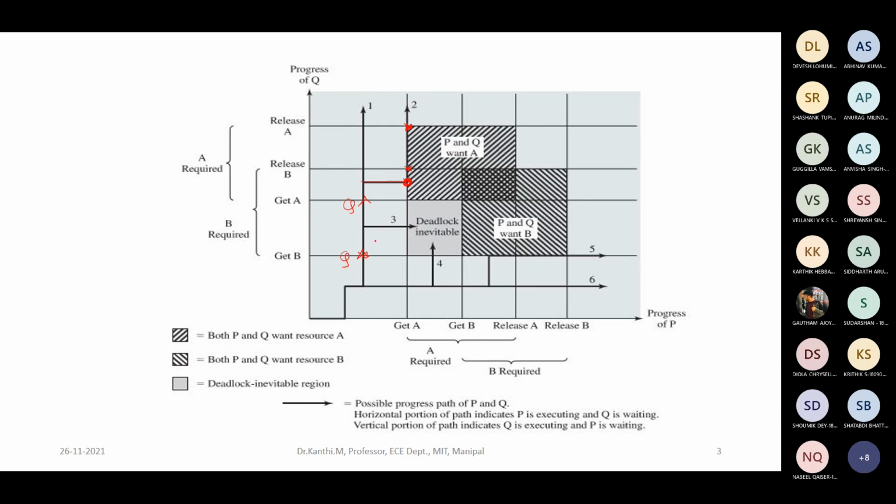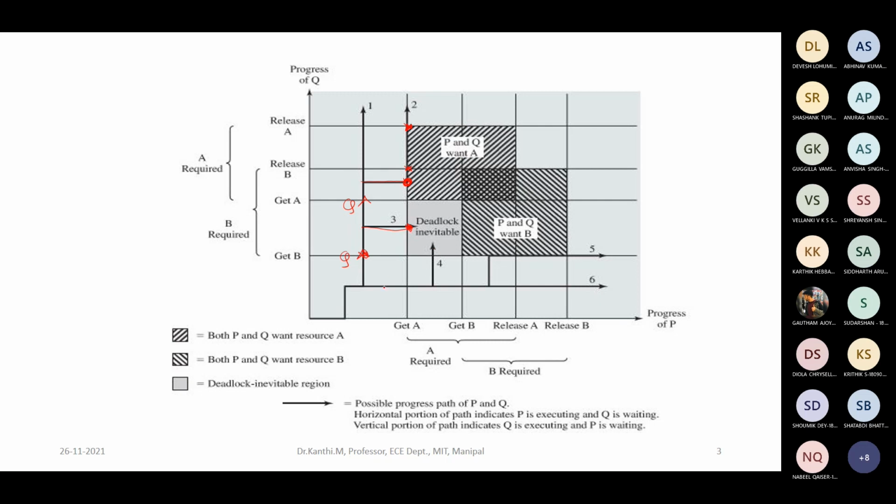Similarly, suppose Q acquires B, and process P is trying to acquire A. Okay, so B is with Q and A is with P. So that is another situation. Similarly, you can see the different paths.